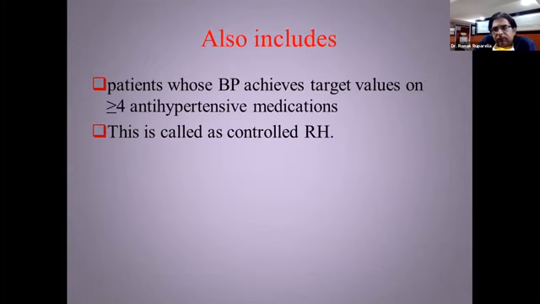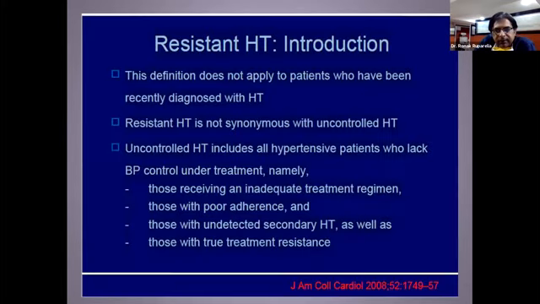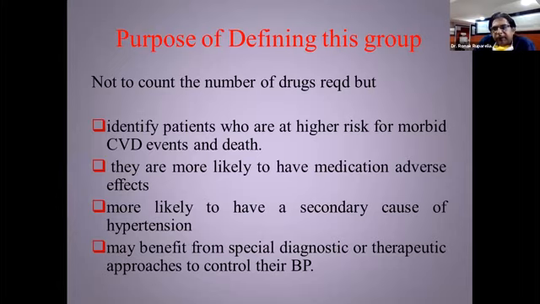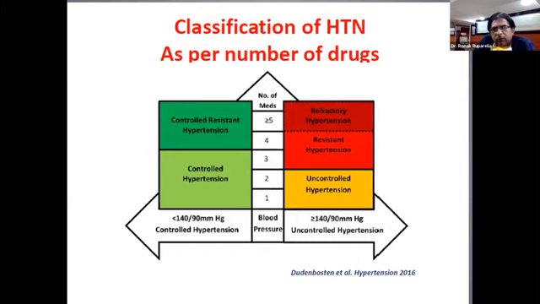Also, if BP is controlled with 4 or more antihypertensive medications, then it is called controlled resistant hypertension. So uncontrolled hypertension and resistant hypertension are not the same. The purpose of defining this group is not to count the number of drugs required, but to identify a particular subset of patients. These patients are more likely to have adverse effects. They are likely to have a secondary cause of hypertension, and they may benefit from a specific diagnostic or therapeutic approach. So on the basis of number of drugs, it is called either uncontrolled, resistant, or refractory. If more than 5 drugs are required, it is usually called refractory hypertension.